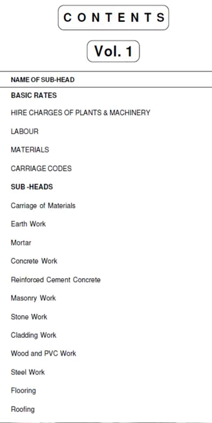I'm just showing the contents of the DSR so that there's no confusion on how to find the items within the DSR. It's fairly well organized. Once you download the two volumes, you can see that the contents of each volume are listed here. Like the first volume contains all your basic rates, subheads such as earthwork, mortar, concrete work, reinforcement, masonry work, etc. They're all listed here.